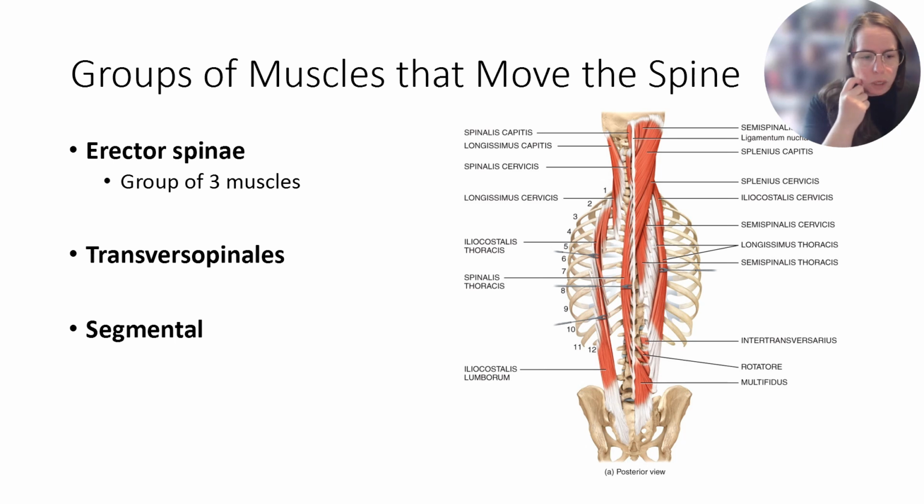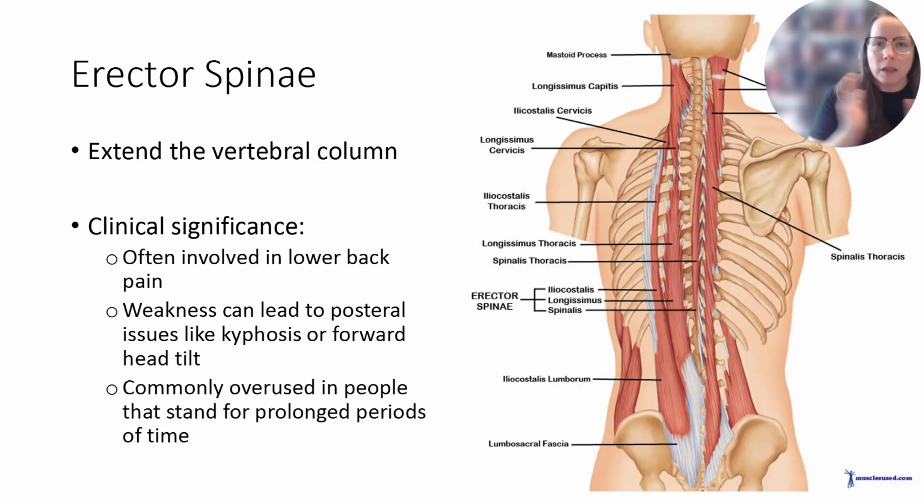So here are the 3 groups that we want to take a look at. The erector spinae, which is going to be a huge group of like 3 different muscles, the transversospinalis, and the segmental muscles. So let's start at the top with the erector spinae. Their sole job is to extend the vertebral column. So we've done a crunch, now we got to go back, or we want to lean back, anything like that. They're extending your vertebral column.